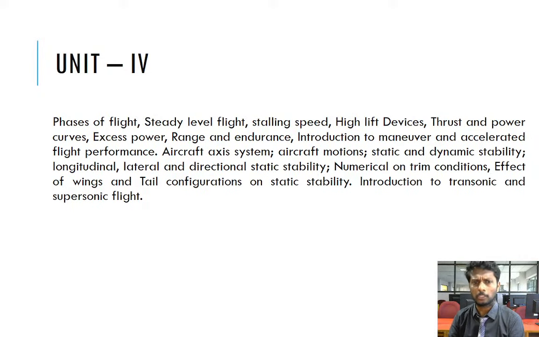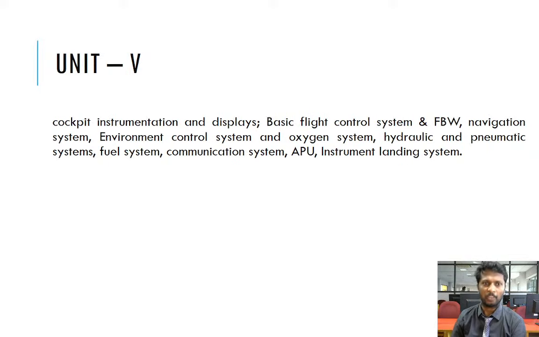In unit 4, I already told you about the different types of aircraft, how the engine works, aerodynamics and so on. For all these we need stability, because without stability nothing will work. So in the 4th unit, we'll learn about aircraft stability and control, how it works, and what the phases of flight are. We'll study high lift devices, what thrust is, what power is, how thrust and power work, the axis systems, and what trim condition is. And in the 5th unit we'll study all the aircraft systems.